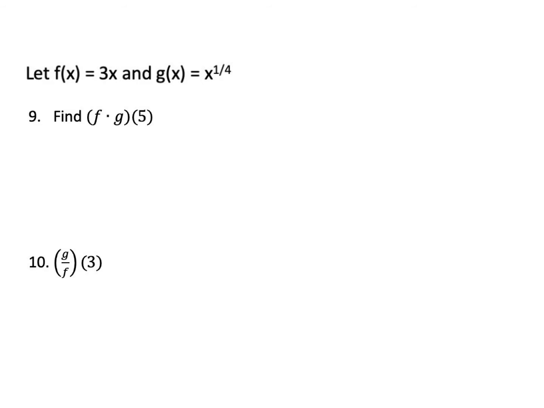The last type is a slightly different notation. It says find f of g of 5. And there's really two ways you can do this.